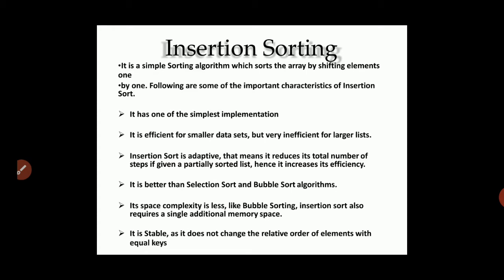So next point, space complexity is less, okay, this is right. And like bubble sort, insertion sort also requires only a single additional memory space. That means no other memory location is occupied, no extra array is required here. So write this point.